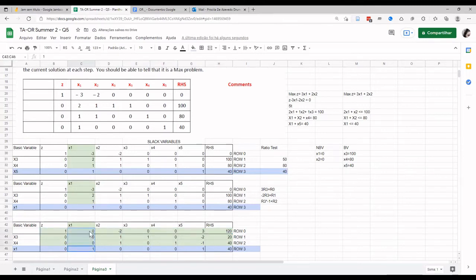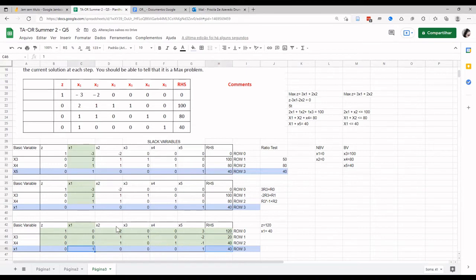So what happened here is that x1 is a basic variable, it is in the basis. And I know x1 now has the value of 40. The other variables that are in the basis are x3 and x4, and each one will have these new values over here. So now I know that z is 120.